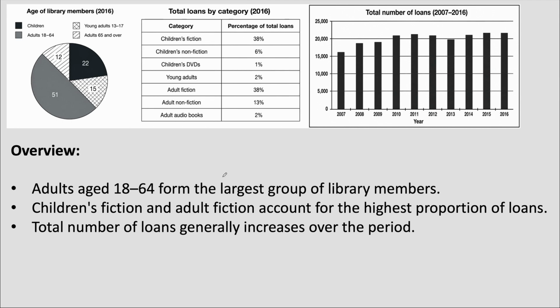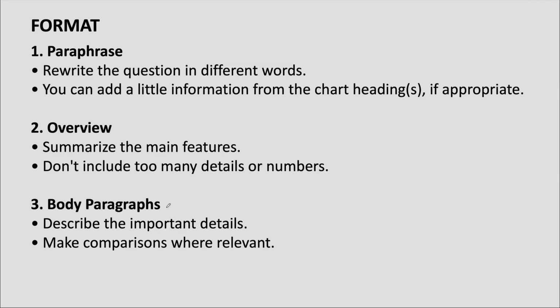The overview only includes the main features. We don't try to include every important detail. So we can identify 3 main points for the overview. These adults are the largest group of library members. Children's fiction and adult fiction account for the highest percentage of loans, and the total number of loans generally increases over the period. Now that we have planned the answer, let's start writing.